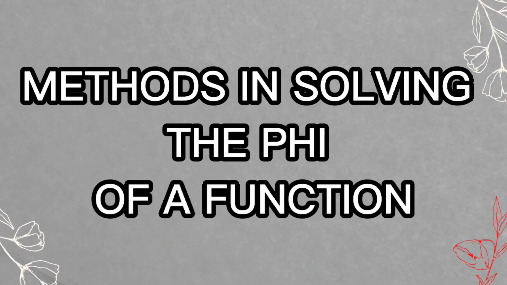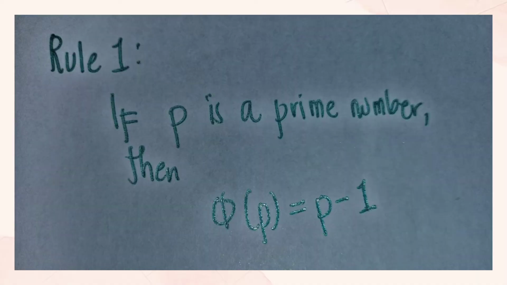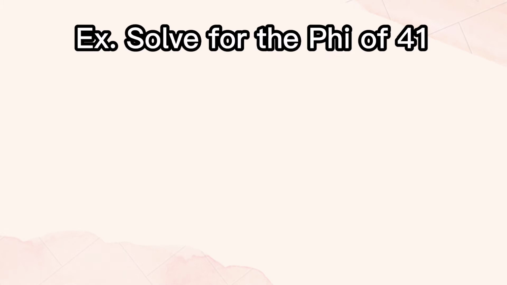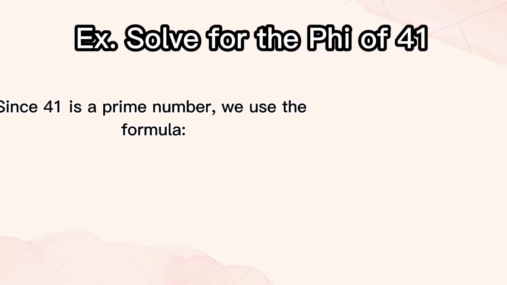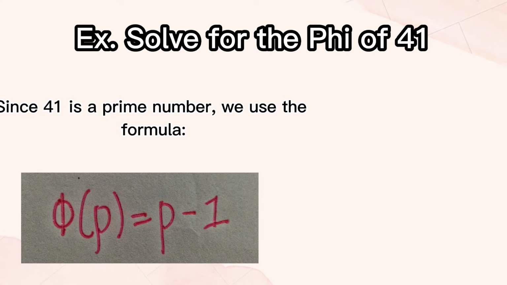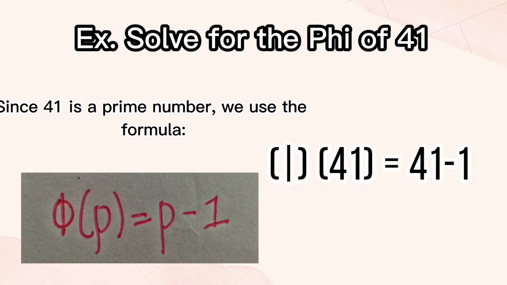There are methods in solving the phi of a function. Rule number 1: if p is a prime number, then phi of p is equal to p minus 1, since all numbers less than p are relatively prime. Let's have an example. Solve for the phi of 41. Since 41 is a prime number and has two divisors, 1 and 41 itself, we use the formula phi of p is equal to p minus 1, so 41 minus 1 is equal to 40. Therefore, the phi of 41 is 40.